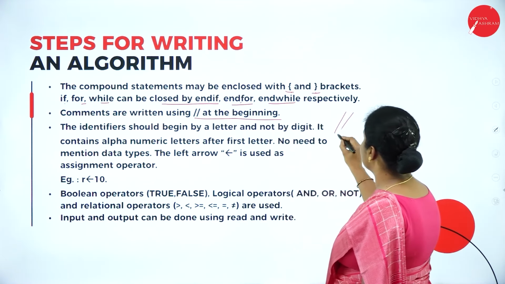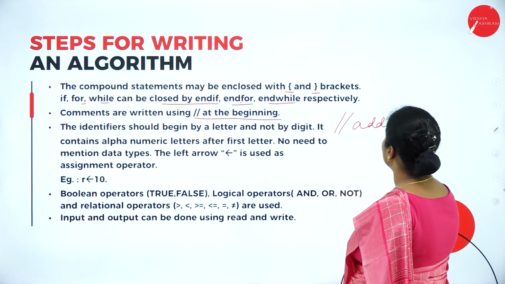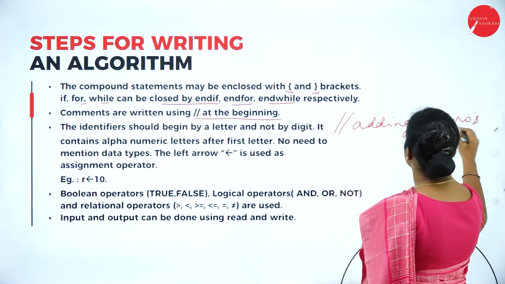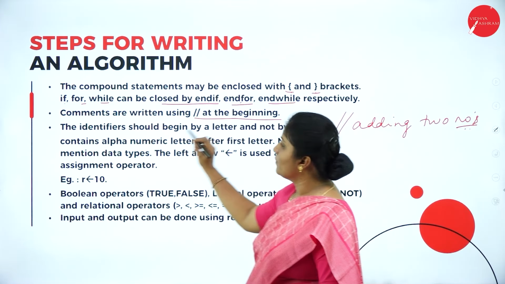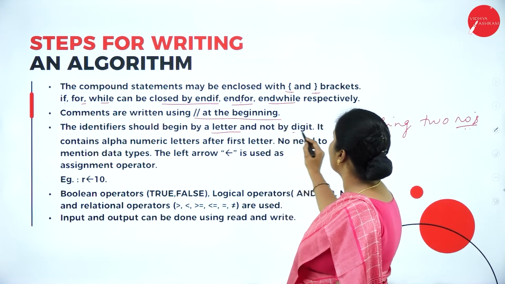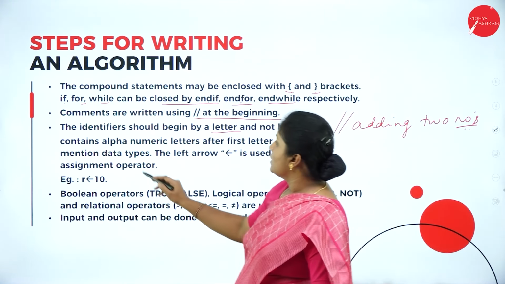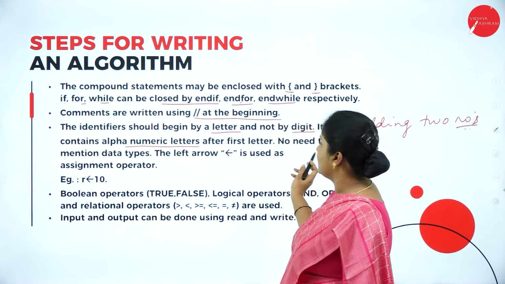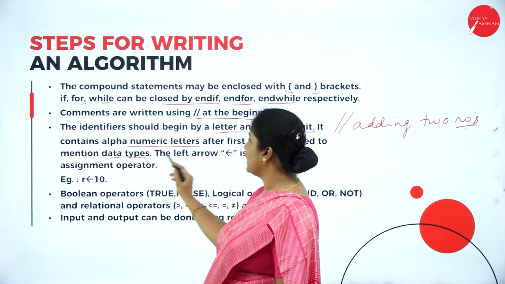So this, for example, adding two numbers. This is for user reference. The identifier should begin with a letter and not a digit. It contains alphanumeric characters after the first letter. No need to mention data types.